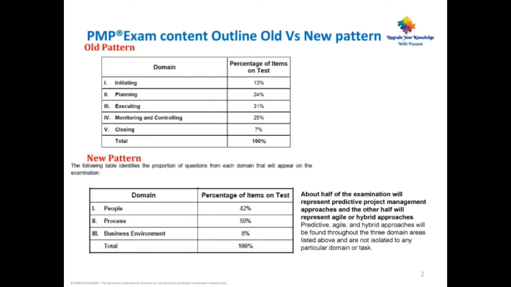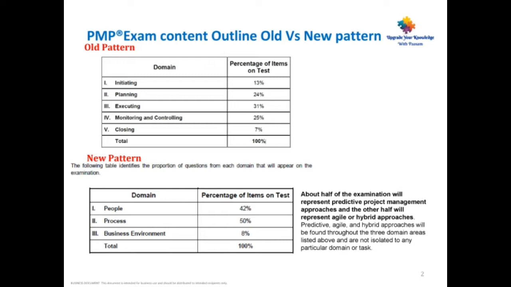The first slide I would like to explain is the old pattern versus new pattern difference. The old pattern consists of 5 domains: initiating, planning, executing, monitoring and control, and closing. And the percentage of items on the test was split across 13%, 24%, 31%, 25% and 7%. The executing domain has more weightage on the examination.